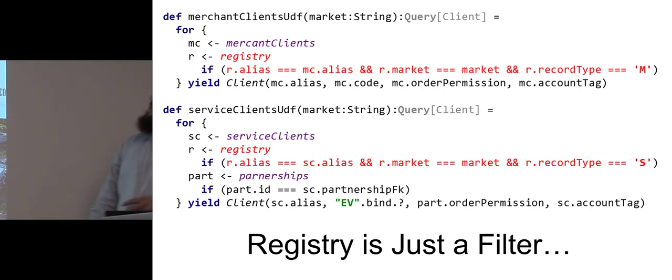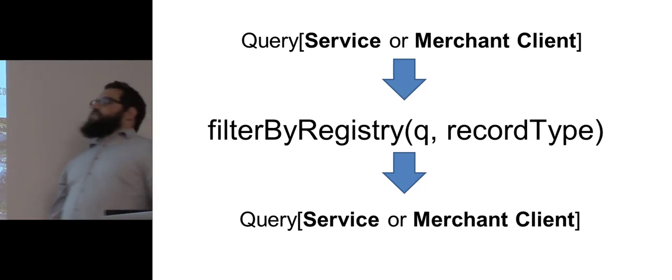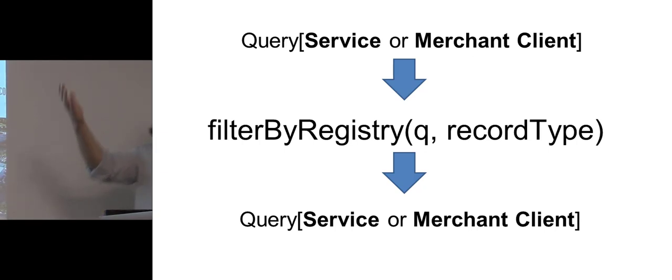Why can't we have something like this? We want some kind of filtration function. Something goes in, something comes out, we want to parameterize it, we want to make it generic. Only question is, we need to filter by the registry, and the filter is effectively a right join. How do we know what field to join on? How do we know what field in the registry table to join on, the merchant or service client? Because we've parameterized it, this is generic now.